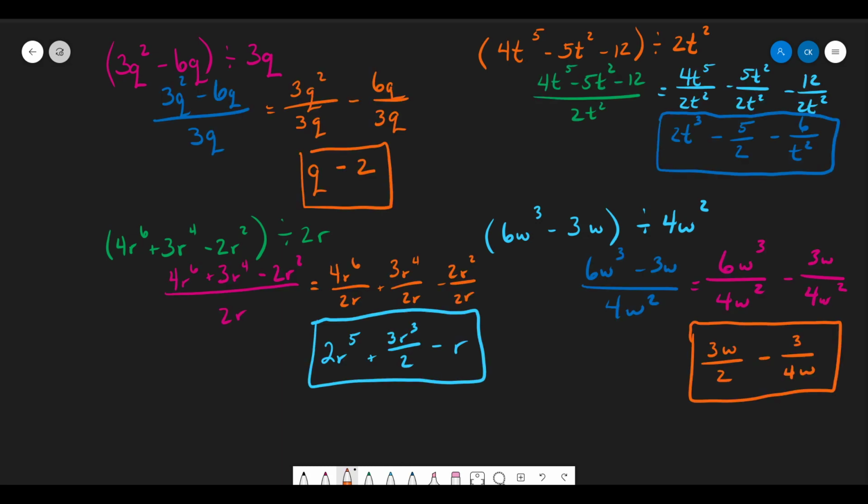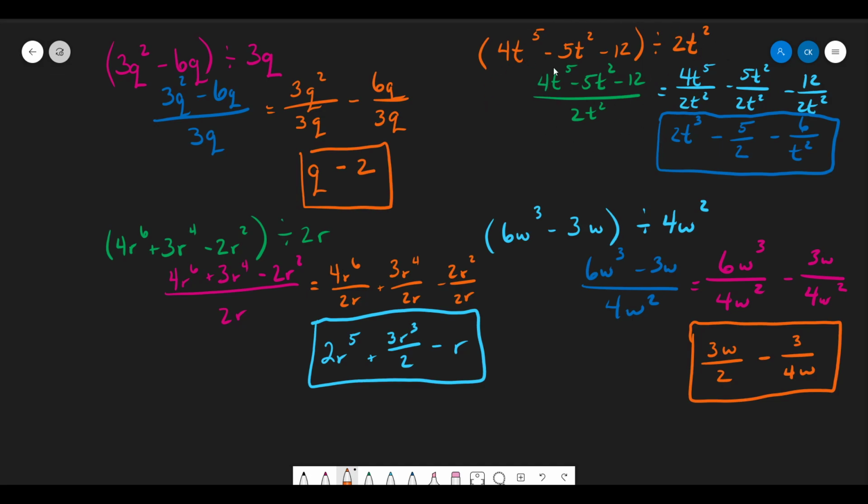Okay, so hopefully these are the answers that we got. For the first one, we rewrite it first as a fraction. Then we split it up, the first term divided by 3q, the second term divided by 3q. So it's 3q squared over 3q minus 6q over 3q. Then we simplify. Here, 3 over 3 is 1. Q squared over q leaves us with just q. 6 over 3 is 2. Q over q cancels, so we're left with just q minus 2.